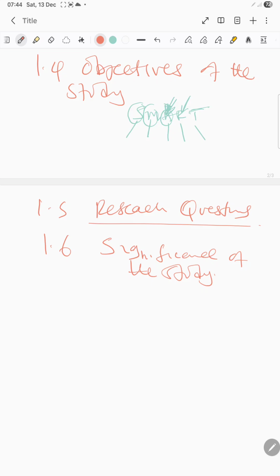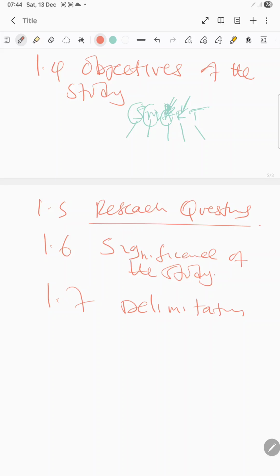So that is what we mean by saying the significance of the study. All right. Apart from the significance of the study, we have what we call 1.7, which is the delimitation of the study. Now, what is this delimitation of the study?